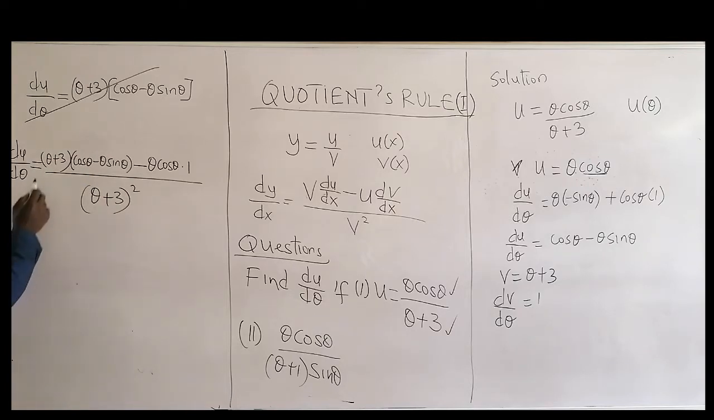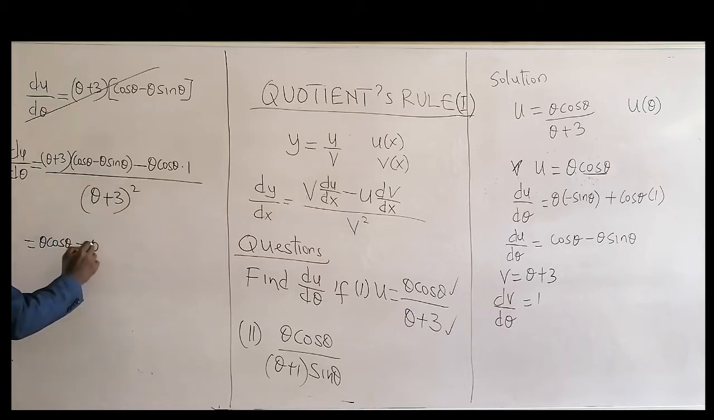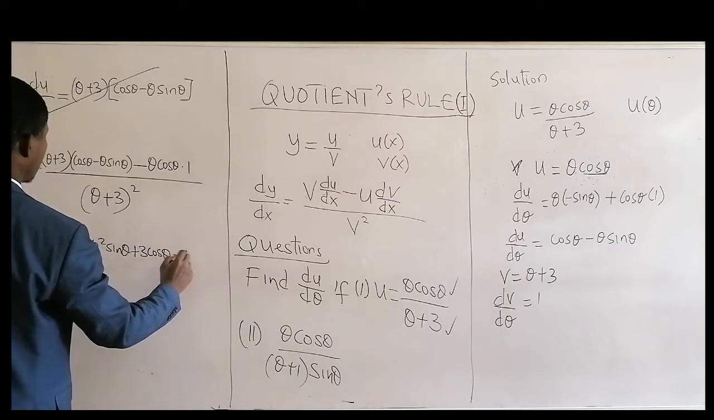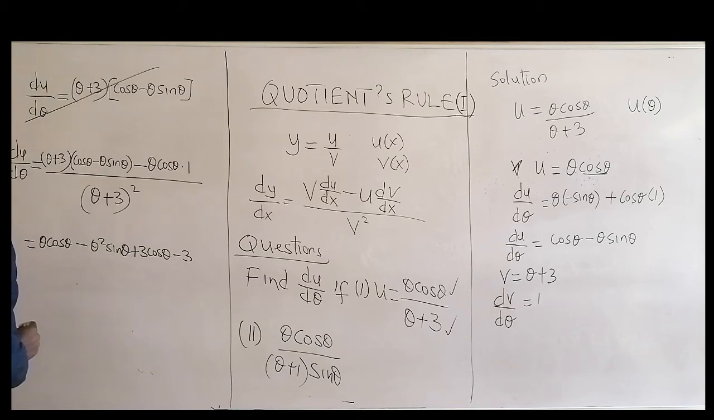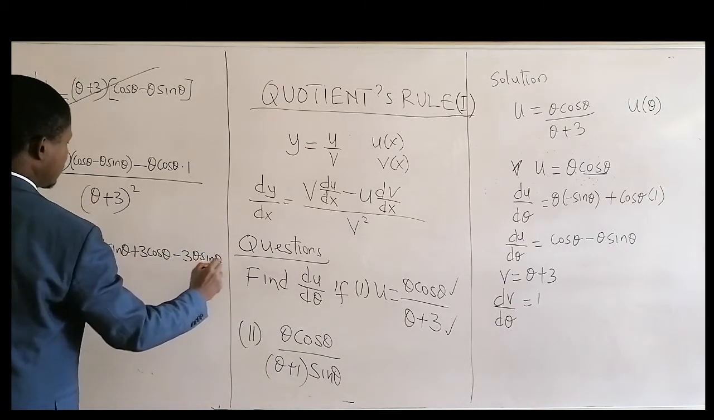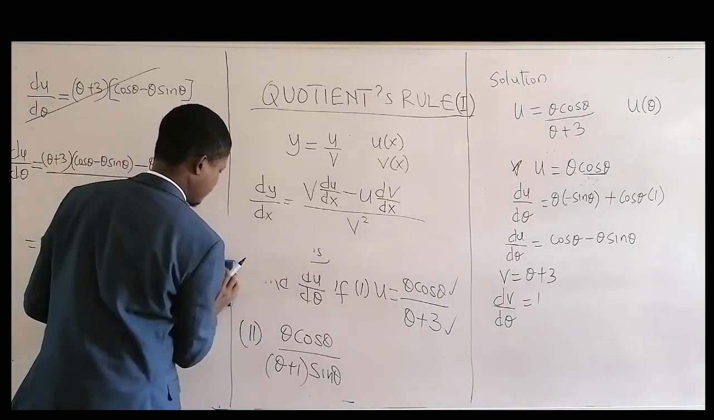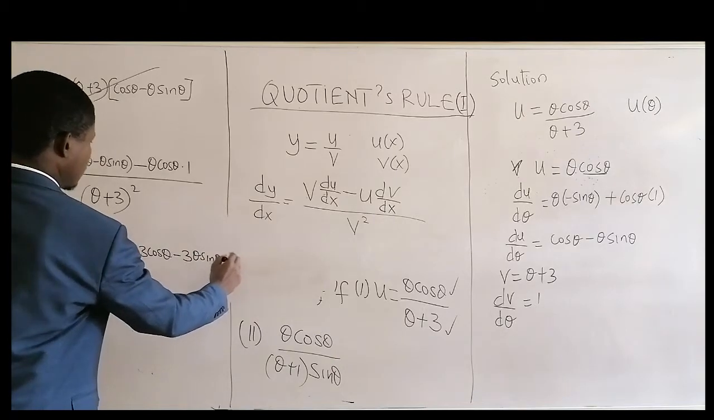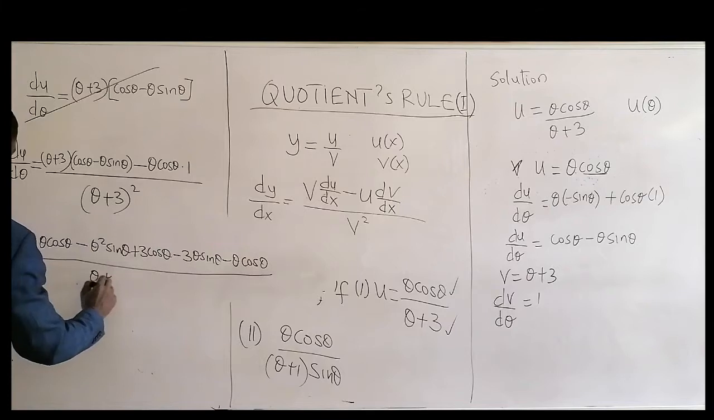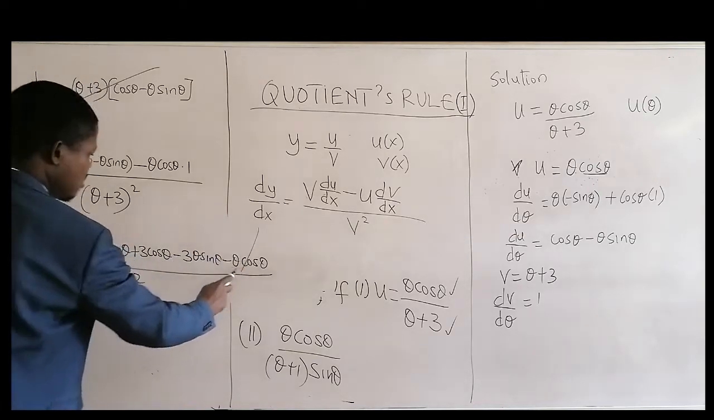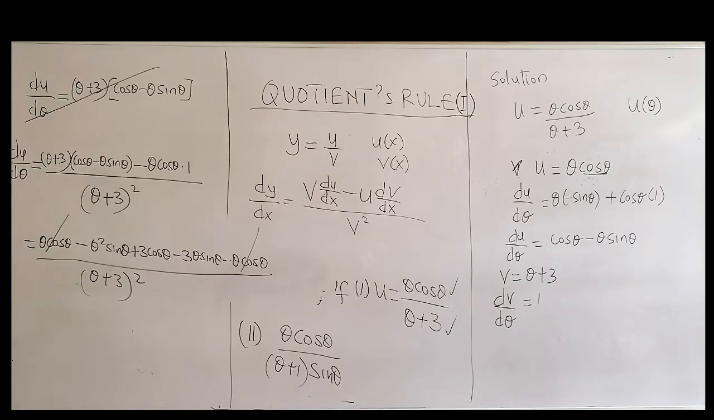That will be equal to θ times this, that's θ cos θ. Then minus θ times this, minus θ squared sin θ. Then 3 times this, plus 3 cos θ. Then 3 times this one, minus 3θ sin θ. Then minus θ cos θ, all over θ plus 3 all squared. So let's see what cancels out. This one cancelled. So we have the remaining expression.